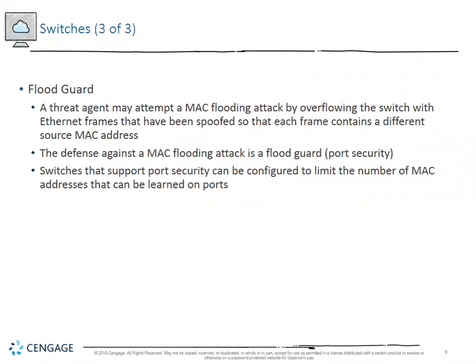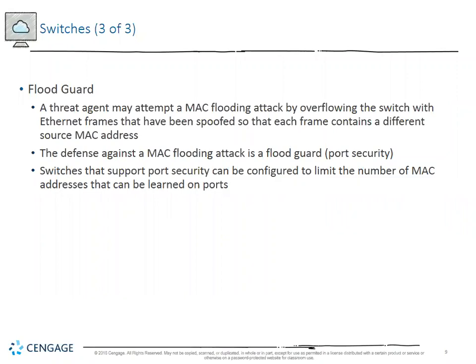Okay, so this flood guard: a threat agent may attempt a MAC address flood, like I was telling you about, by overflowing the switch with Ethernet frames that have been spoofed, so that each frame contains a different address, just like I was saying. The defense against this is flood guard or port security. It says switches that support port security can be configured to limit the number of MAC addresses on a particular port. Because if you get too many, your switch could actually fail open and just start throwing stuff everywhere.